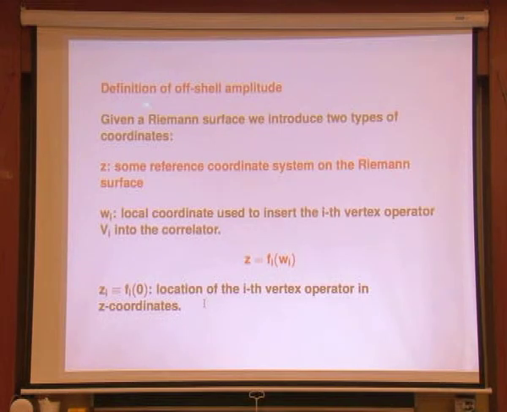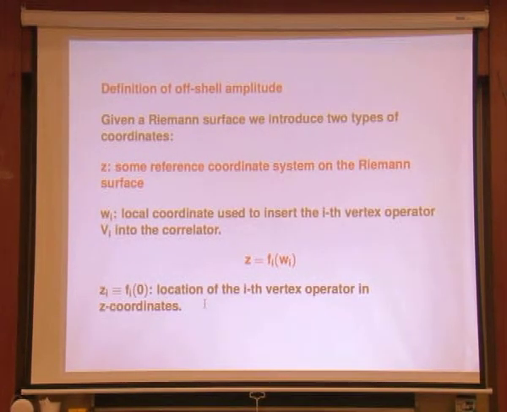Then we gave a definition of off-shell amplitude, and this is one way of defining it. Given a Riemann surface, we introduce two types of coordinates. One type is what we call the reference coordinate, denoted by z, and as we saw, nothing really depends on the choice of this reference coordinate. So this can be chosen to be anything that we like. The real relevant data on which these off-shell amplitudes depend are what are called the local coordinates.